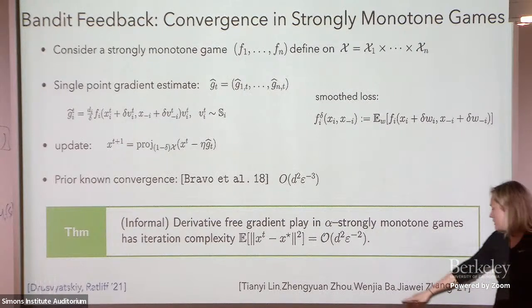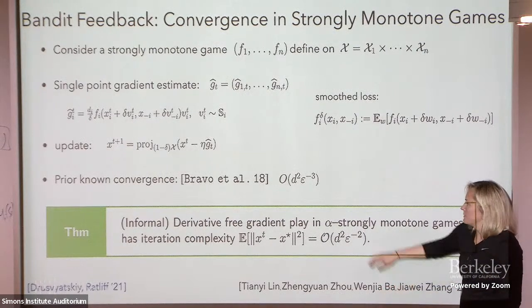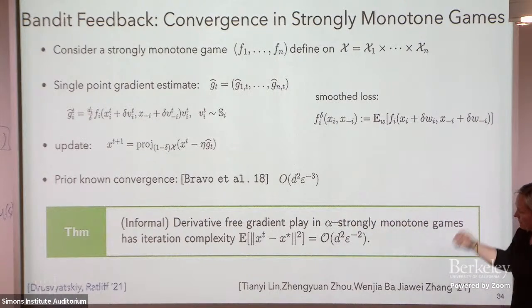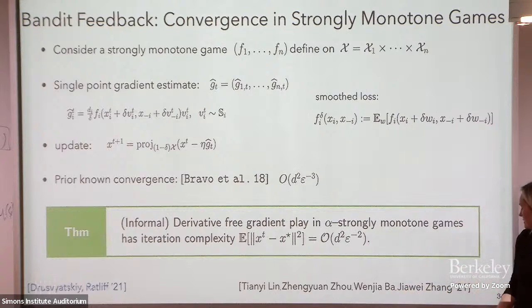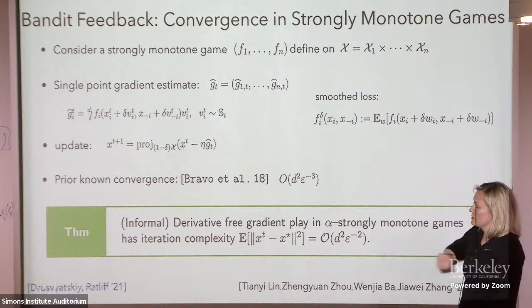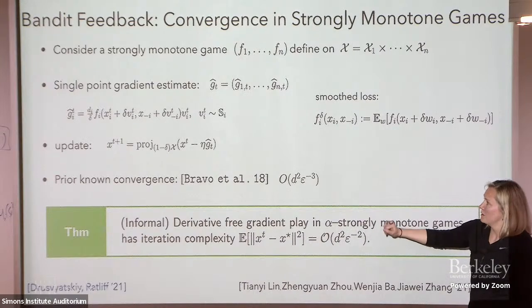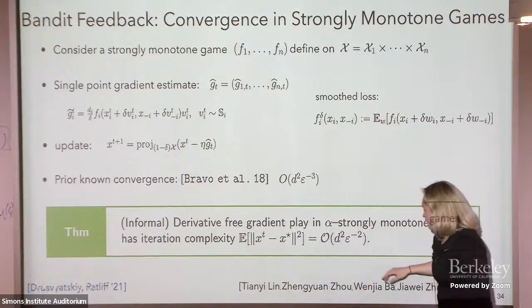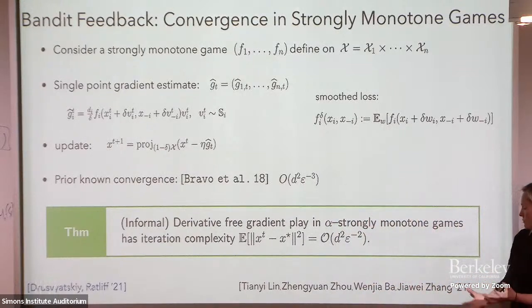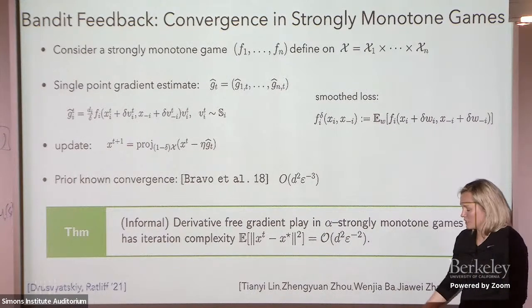I also want to mention that at the same time that we proved this rate, T&E and some of his collaborators, so T&E is a grad student here, got the same rate using a different method. So it's kind of cool, but we were able to show this for this particular 1-point gradient estimate. They have a similar 1-point gradient estimate, but they use a concordant barrier function to get the same kind of rate.